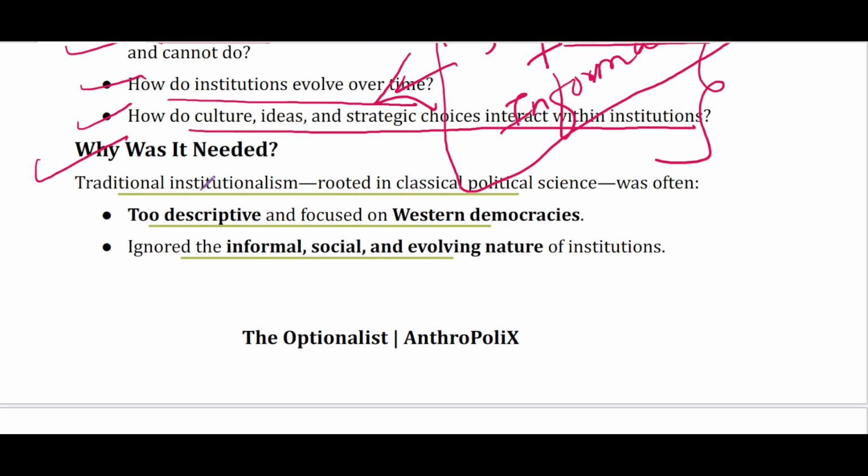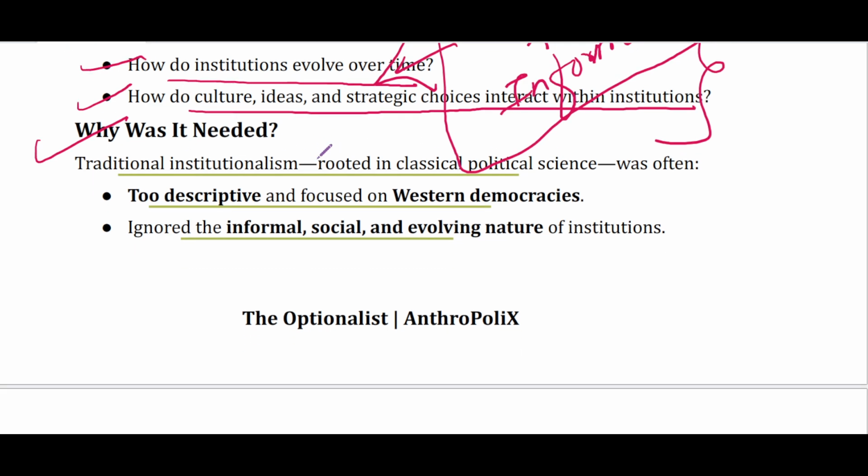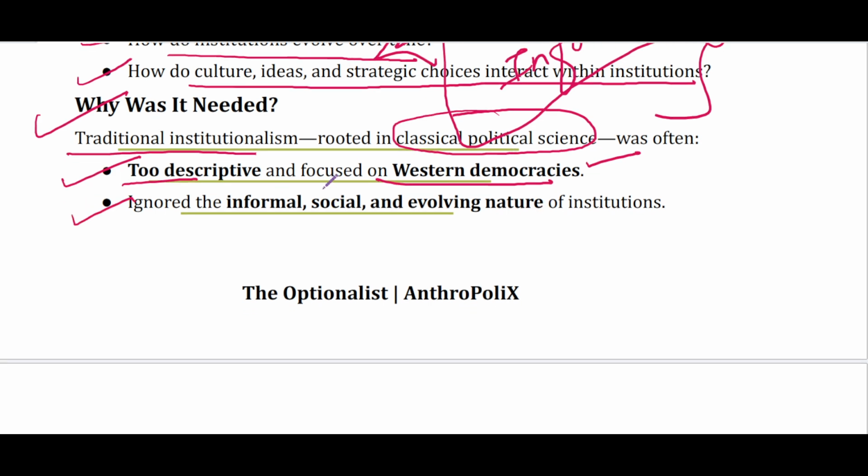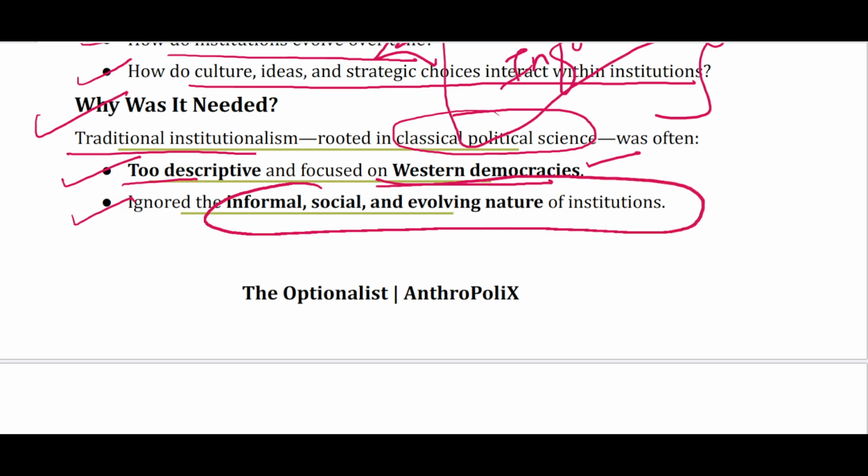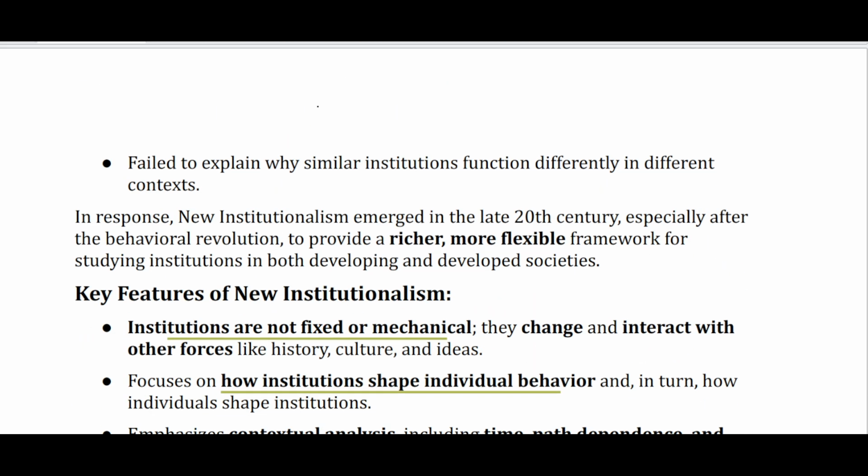Why was there a need for new institutionalism? Because traditional institutionalism was rooted in classical political science. It was too descriptive. It focused on Western democracies. It studied only the formal institutions, and it ignored the informal, social, and other such factors.